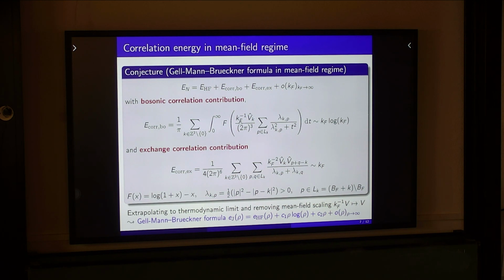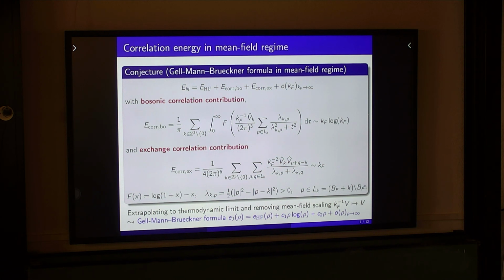So you get that, and now let me write it as 1 over k to the 4, because you have a 1 over k and you have a square. Now if you square that, you sum over all k and over p and q, which is described here, summing over p from what is called L_k.